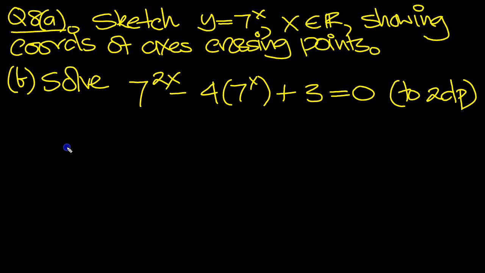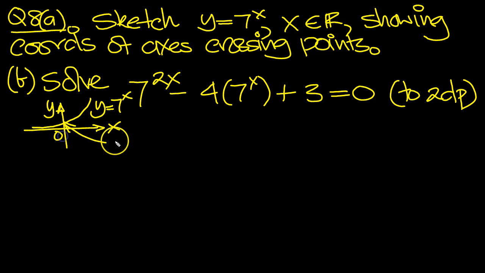So this sketch here, let's do a little sketch. I'll just draw it in here. Here's the sketch of y equals 7 to the x. And we know that the coordinate here, if this is the x-axis, this is the y, this is 0, when x is 0, we get 7 to 0 is 1, so when x is 0, y is 1, and that would be the only point where it crosses an axis. So that's part A done.